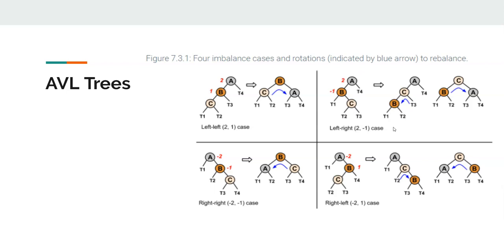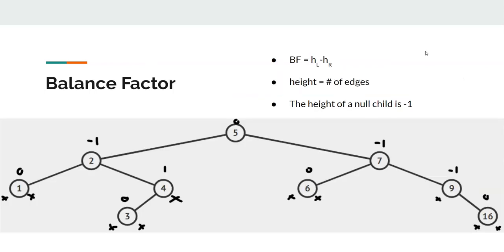These patterns are fairly easy to recognize visually, but how do we check for imbalance in our code? The answer to that is a property we call balance factor. Now, the balance factor of a node is the difference between the height of its left subtree and its right subtree. And the height is determined by the number of edges coming down from the root, with the exception of null children, which have a height of -1.